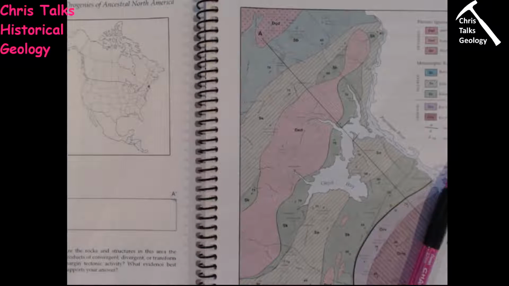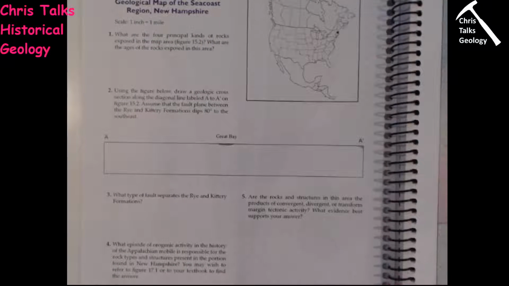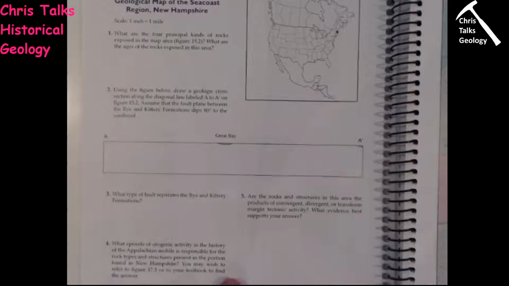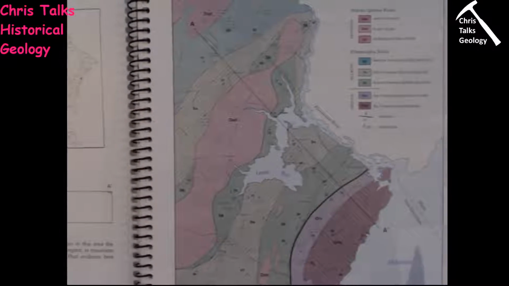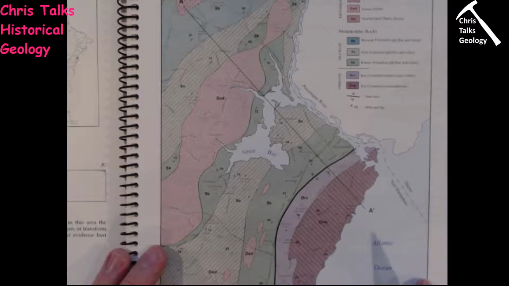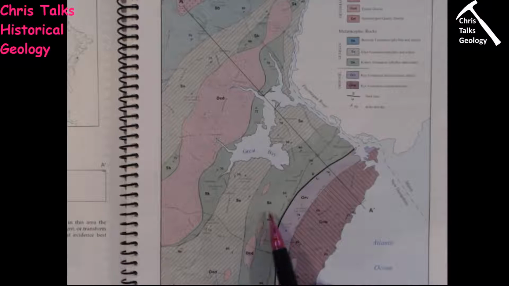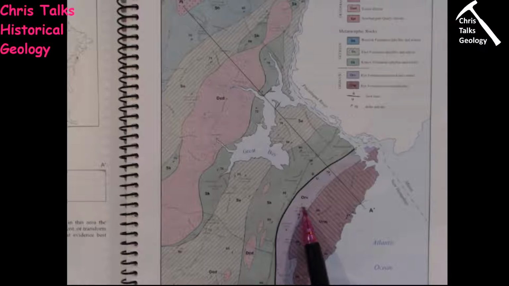Okay, so on to question 3. Question 3 asks, what type of fault separates the Rye and Kitty formations? Well, this is an interesting question. So, here we go. We're coming over to the Rye and Kitty formations. Well, what do we have? We have SK, that's Silurian, in contact with ORV, which is Ordovician. So, that's a bit of a tricky one to work out.